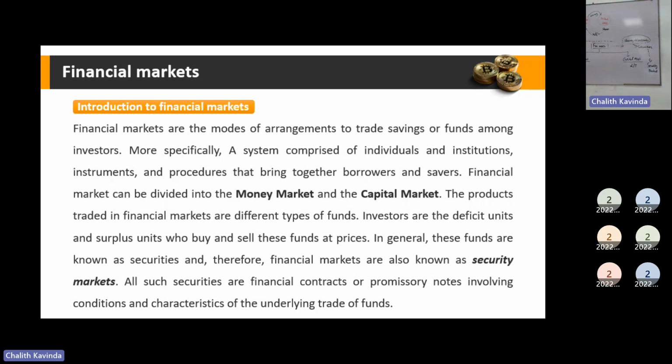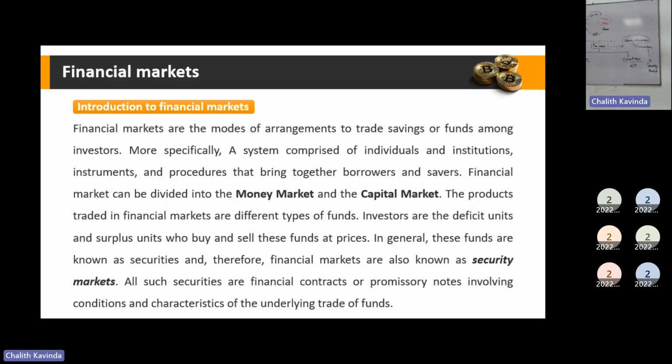And when it comes to these financial markets, we can divide into money markets and capital markets. So money market is for short-term investments. Capital market is for what? Long-term investments. And the instruments that are being traded in the financial markets are also known as securities. Therefore, we call this security market. So here you can see the financial markets can be divided into money market and capital market, right?